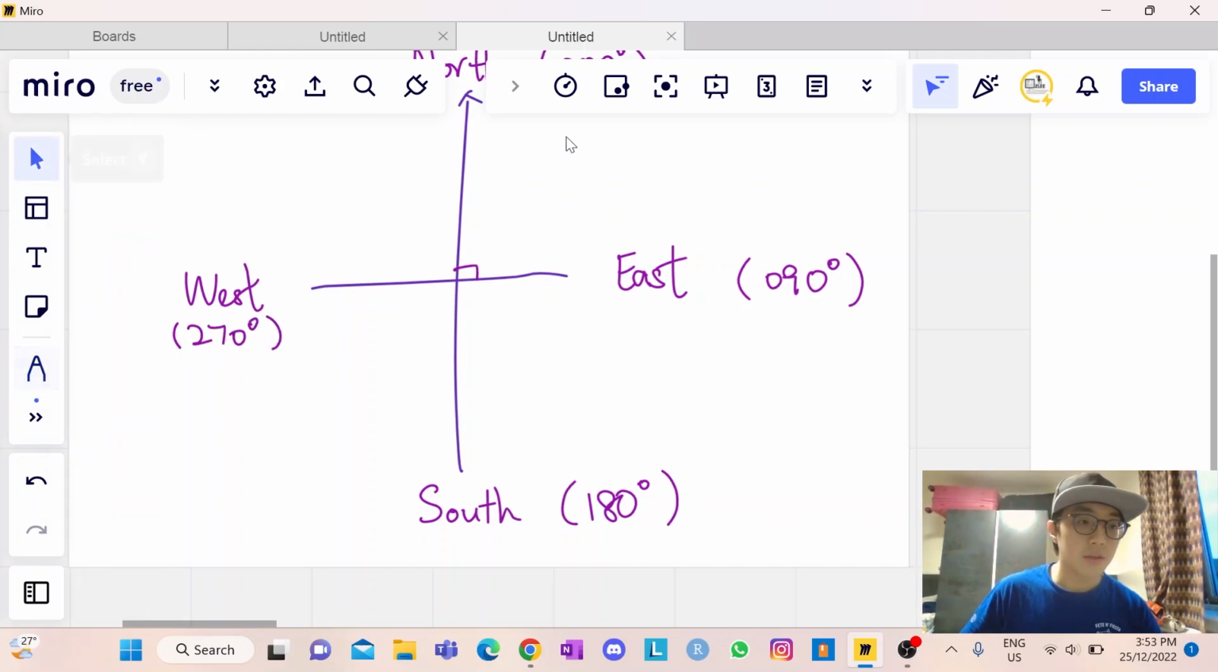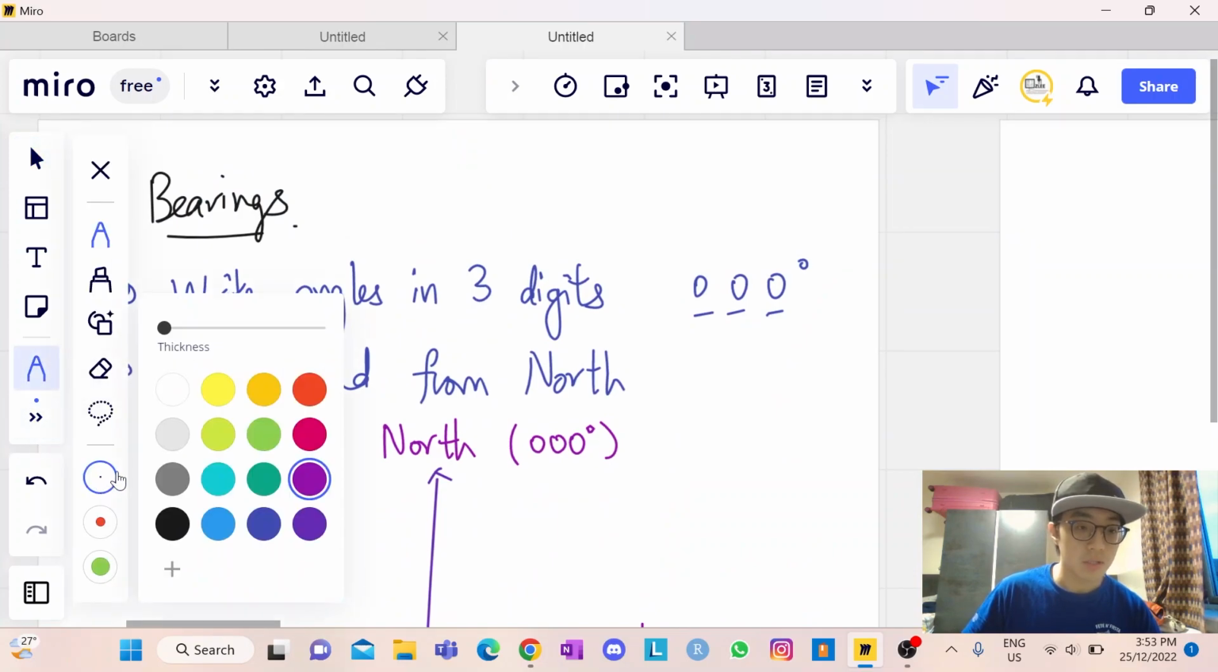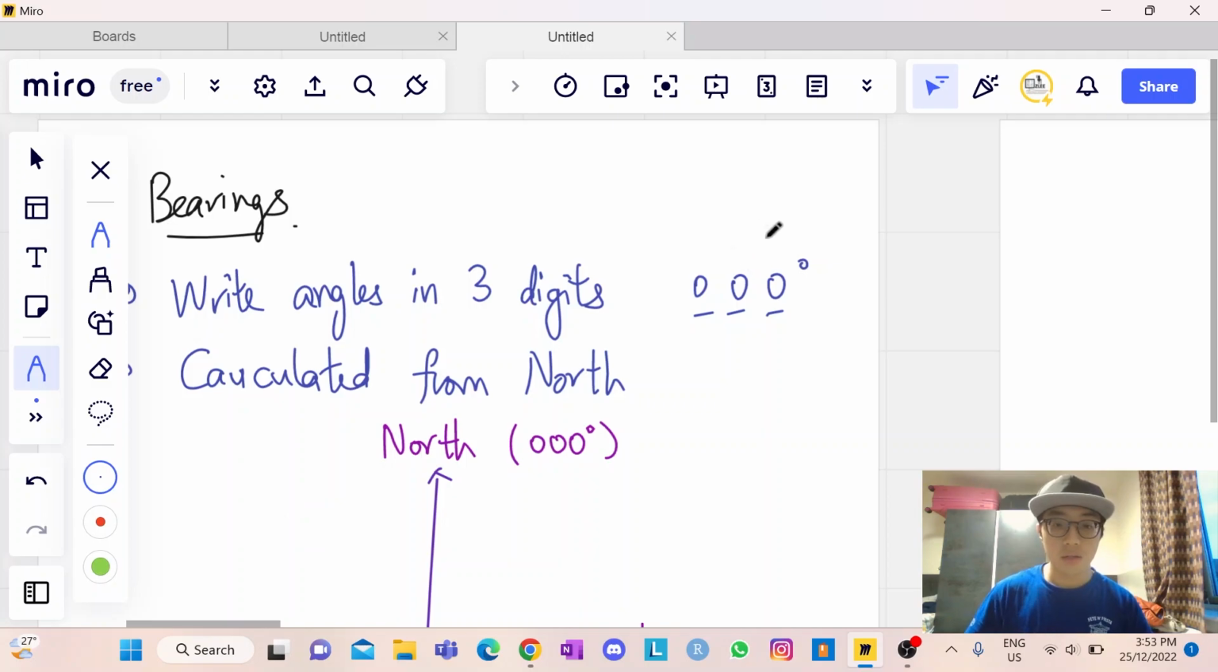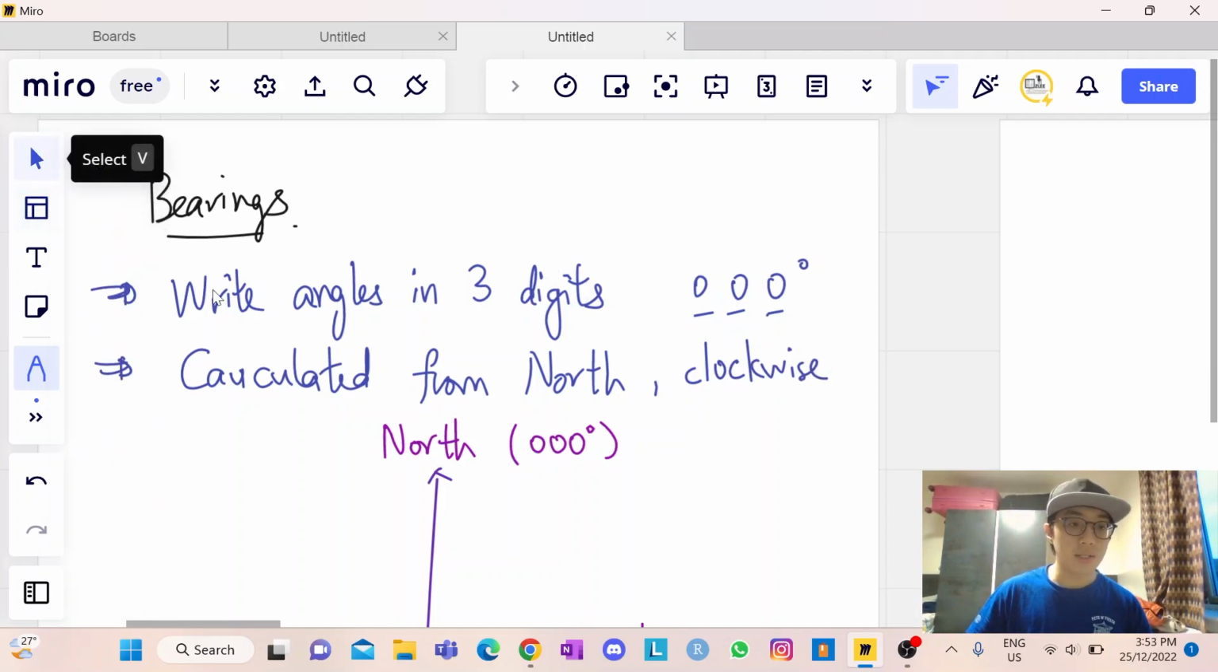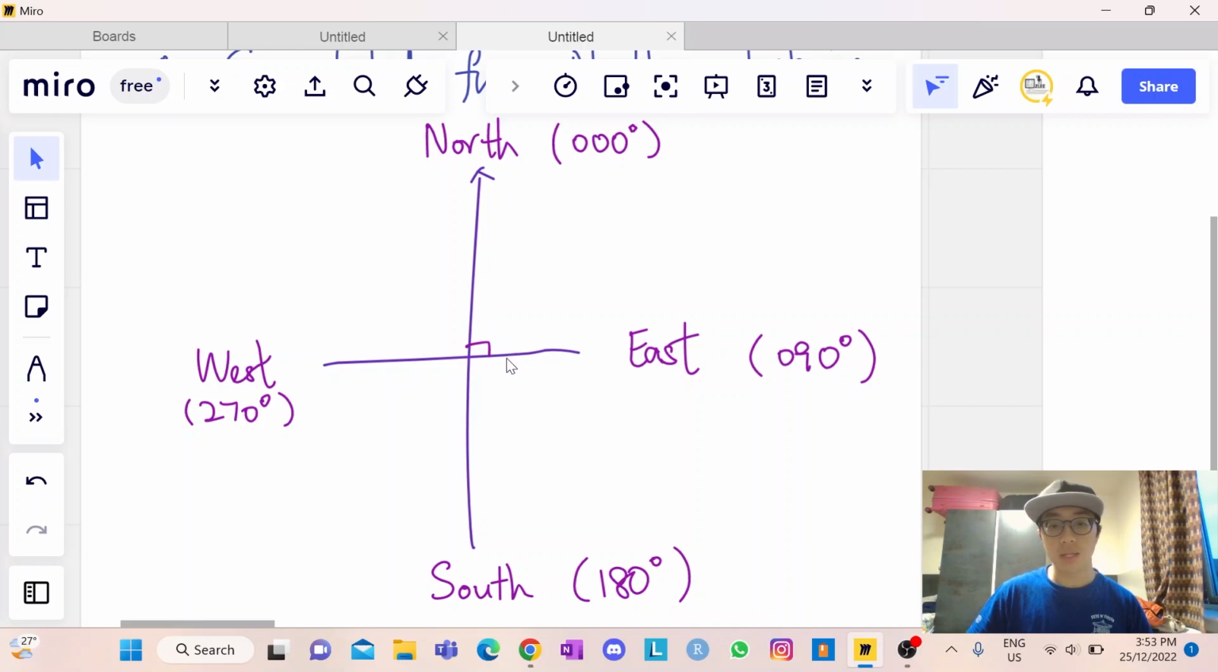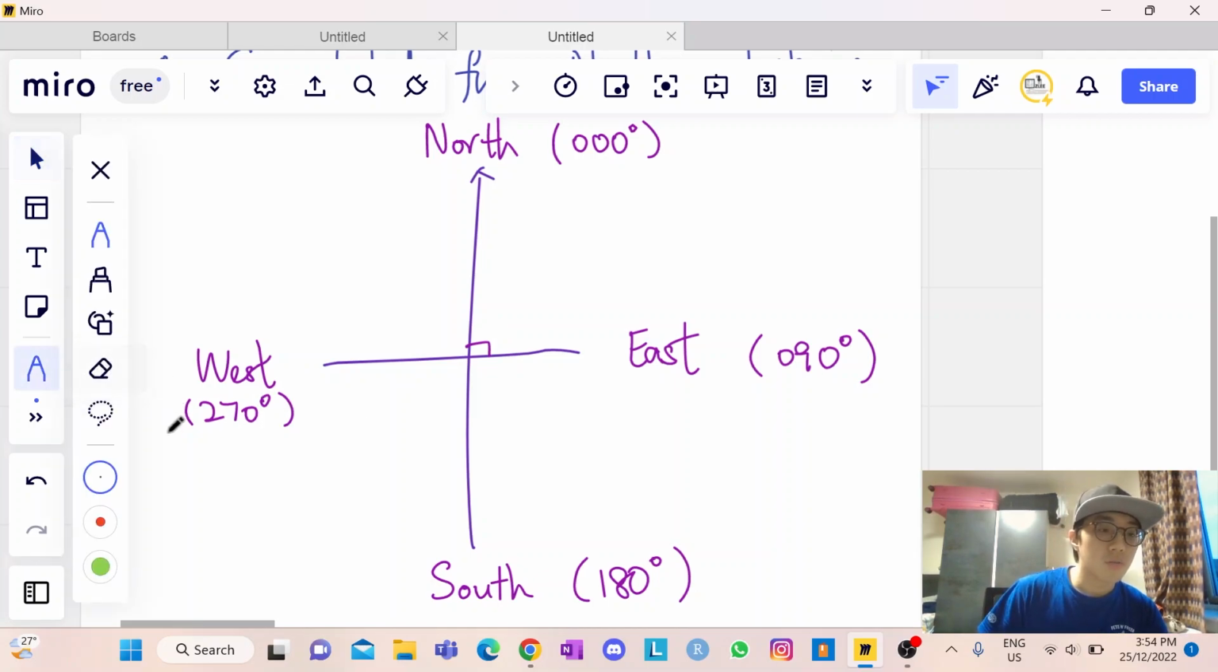One thing I forgot to mention is that bearings are calculated from north, clockwise. So it goes clockwise from north, from 0 0 0, to 90 degrees, 180, 270, and back to 360, which is equivalent to 0 0 0. Next, we have a line that cuts at 45 degrees. This is 45 degrees, and it's the same for everything else. The name in between all these will be northeast.